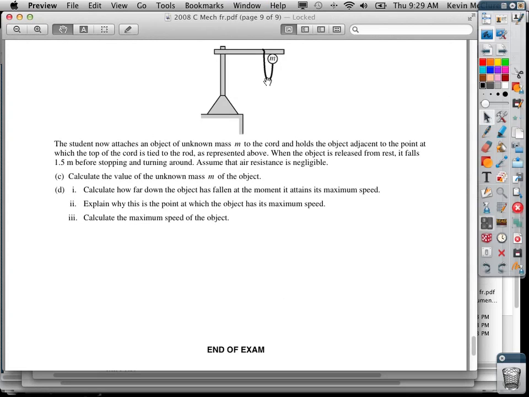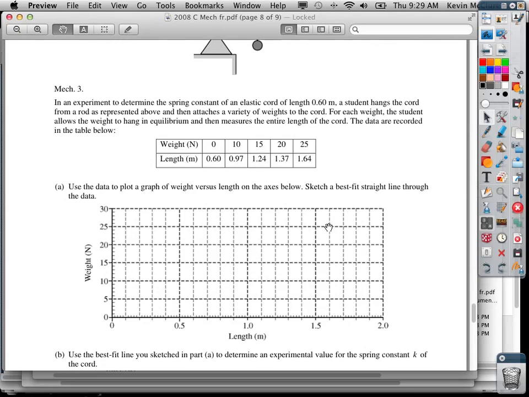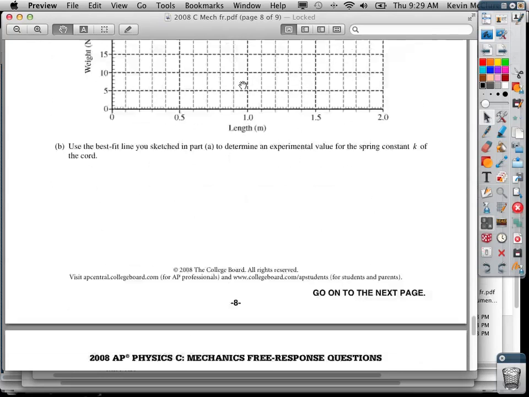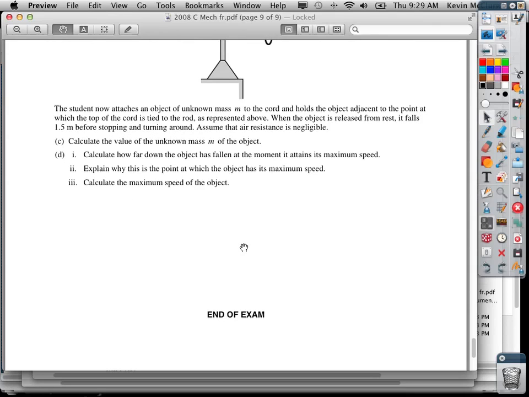So basically it's an energy problem, because here, see this? They told us the length, 0.6 meters, because there was no weight on it, it's 0.6 meters. So if I tell you that it goes down 1.5 meters, you know that the stretch is 0.9 meters, right? So that means I can figure out everything, because I know the x.